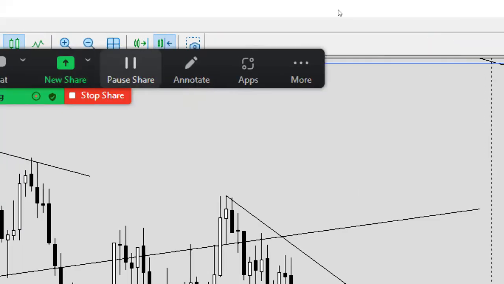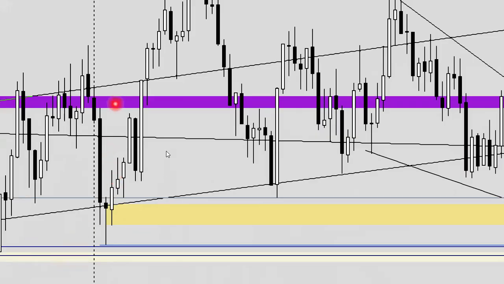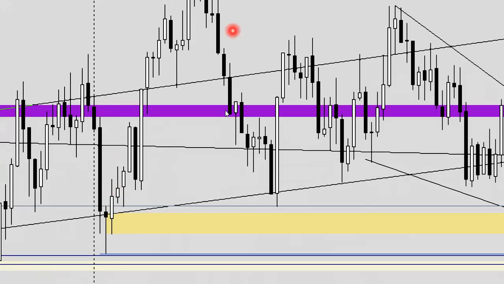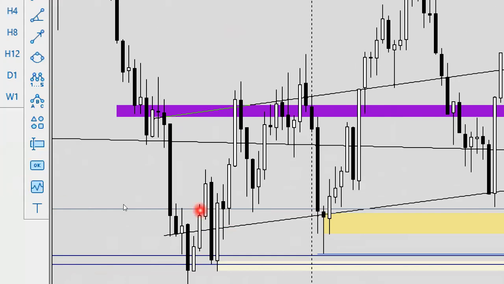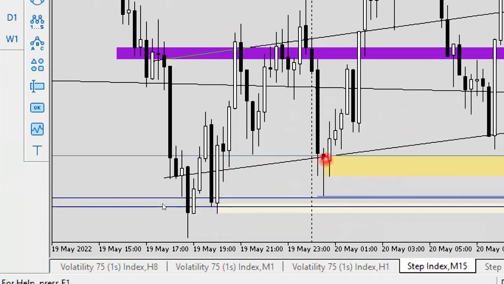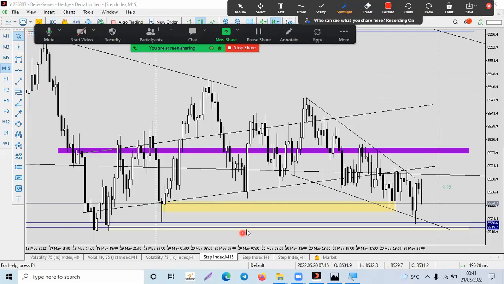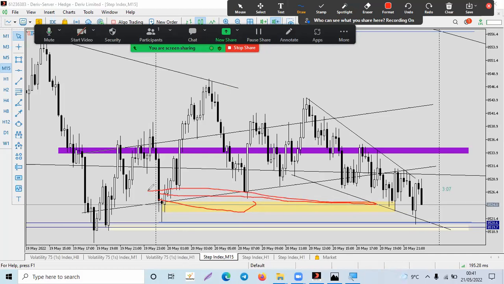Step index. It came and left this high wick. So we have a lot of volatility lying in this wick. So if it goes up like this, what's being left? We have this area, all this area. I considered it liquidity. This area was liquidity.